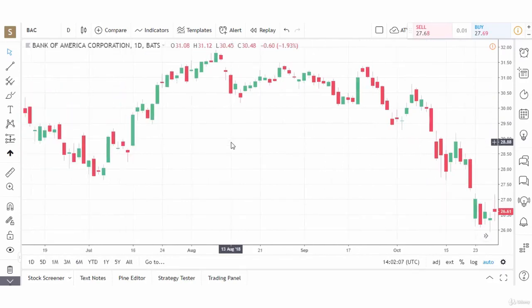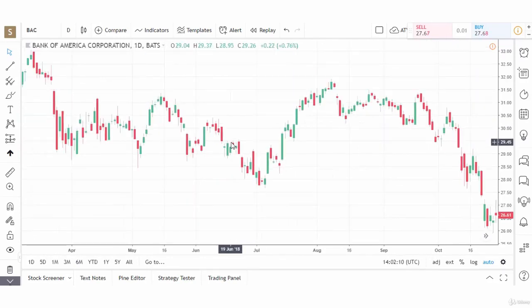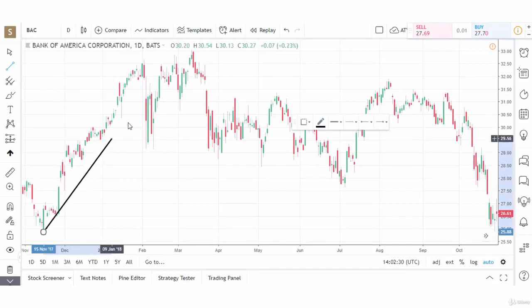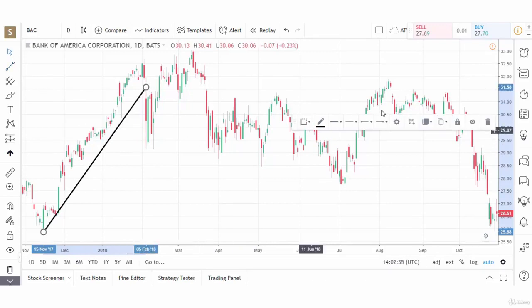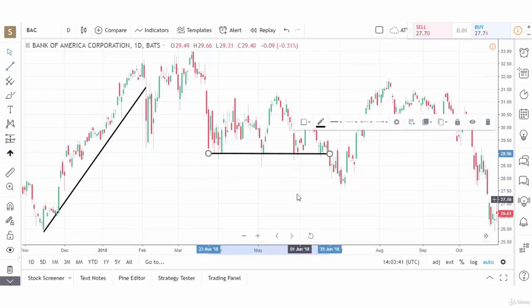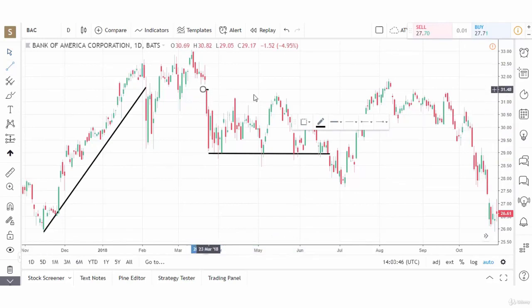Now let's take a look, again using Bank of America. I'm going to zoom in, and we'll look at some trends in the stock. At the beginning of this chart now, in November of 2017, we have an uptrend in the stock. I'm going to draw a trend line here. So we have the stock moving up in an uptrend. Then the stock moves in a consolidation pattern. And I'll draw a support line. And don't worry, we'll talk about support and resistance in our next video.